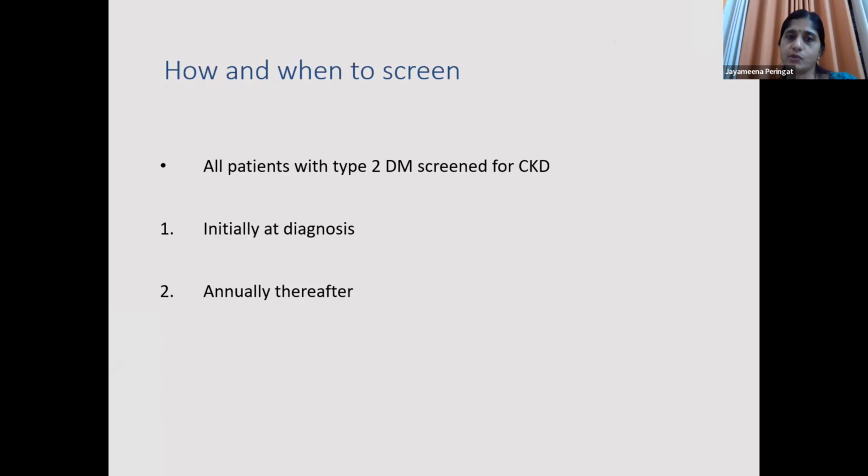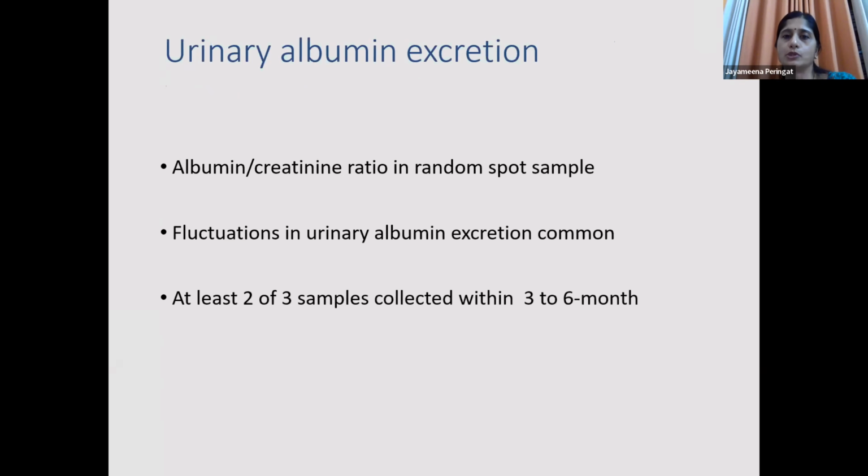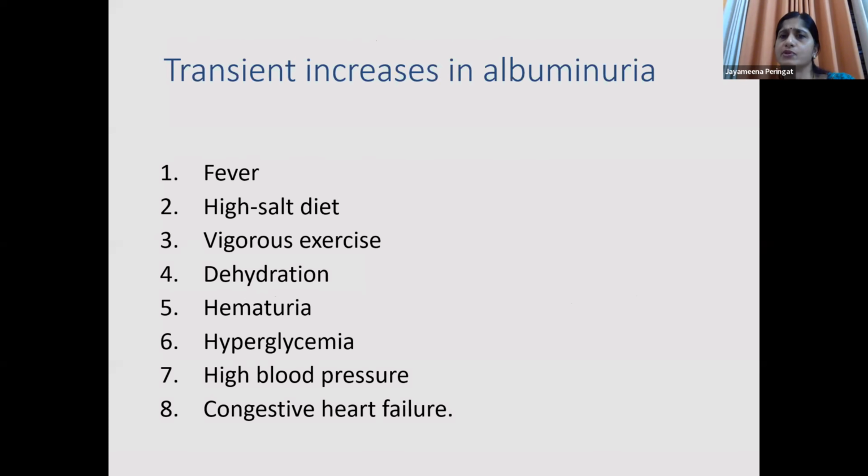So how to screen? All patients with type 2 diabetes should be screened for diabetic nephropathy at the onset, because we don't know when it actually started for them. So it should be screened at diagnosis and annually thereafter. And what should you look for? It is the albumin excretion rate in a random spot sample, and there can be fluctuations in urine albumin excretion, so you should take at least 2 to 3 samples collected within 3 to 6 months. There are various causes of transient albuminuria, like fever, exercise, high salt diet, hyperglycemia, hematuria, dehydration, congestive cardiac failure, and high blood pressure. So you should always screen 2 or 3 samples before labeling the patient as microalbuminuric.